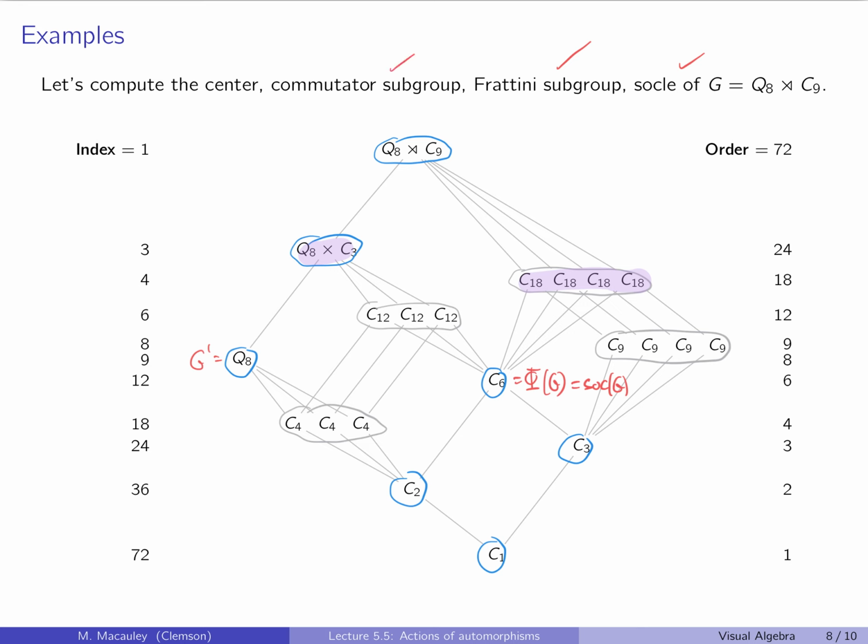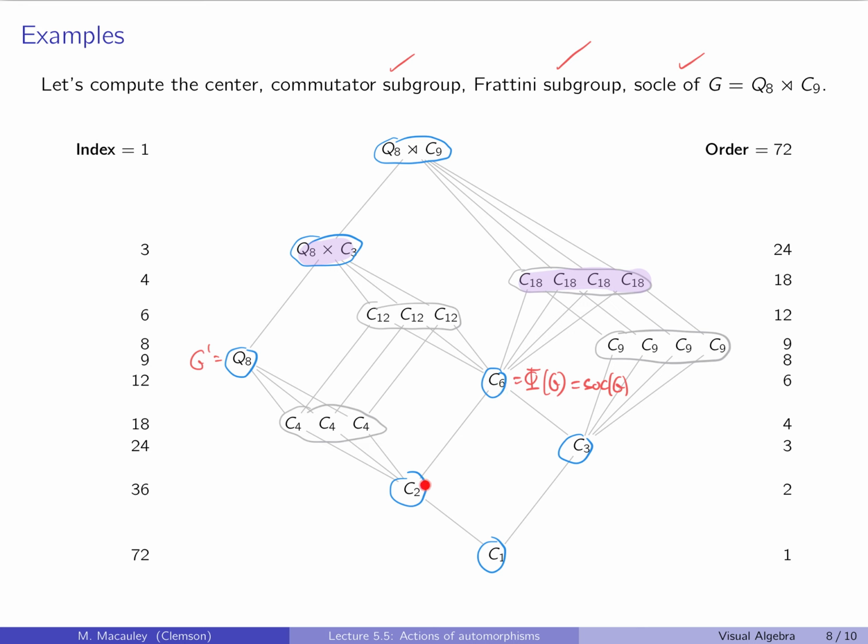And then what's left is the center. And, well, what can we say about the center? So there's a unique element of order 2, so that has to be central. So the center has to contain C2. It cannot be Q8 because we know that's not central. So the center is either this one or it's that one.